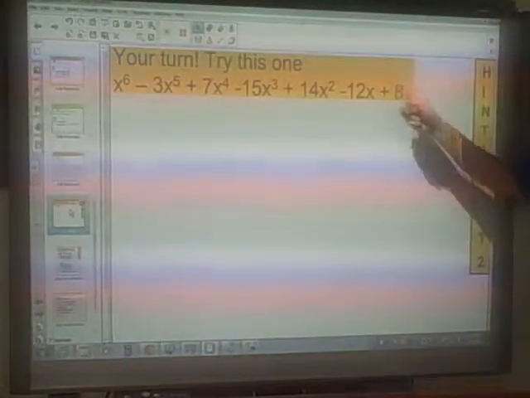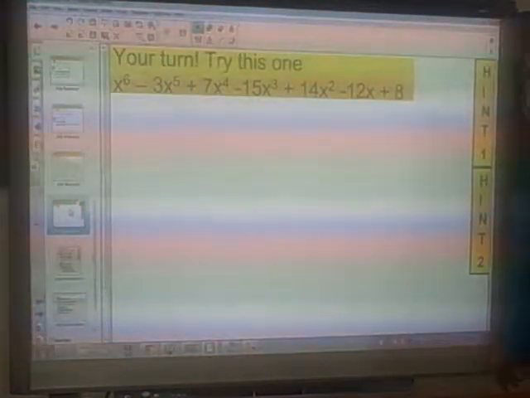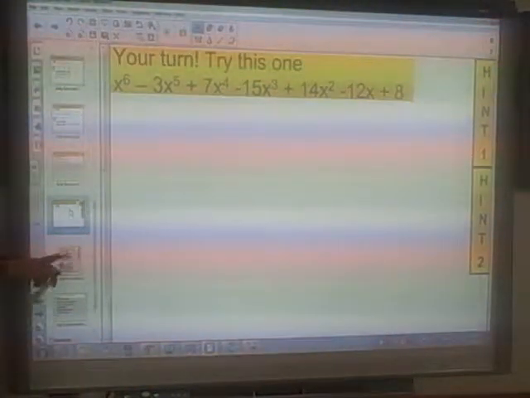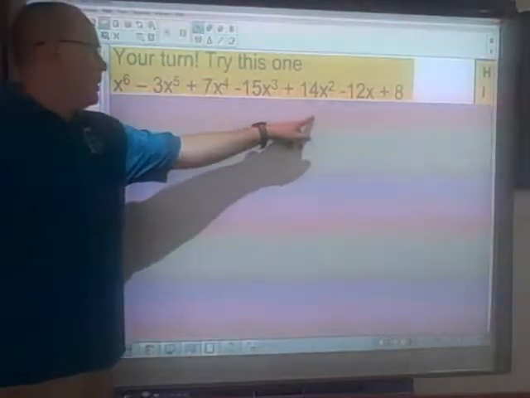Remember, we're looking at the 8 here, and numbers that divide into 8, so plus or minus 1, plus or minus 2, plus or minus 4, plus or minus 8, and there could be complex solutions as well. Alright, let's take a look at what the answer was for this.